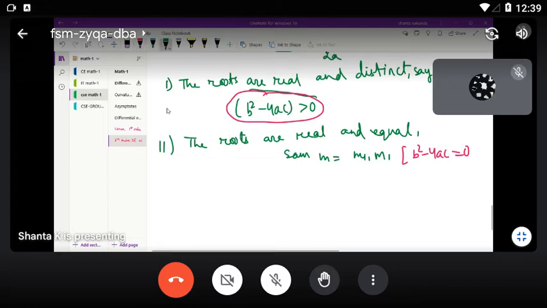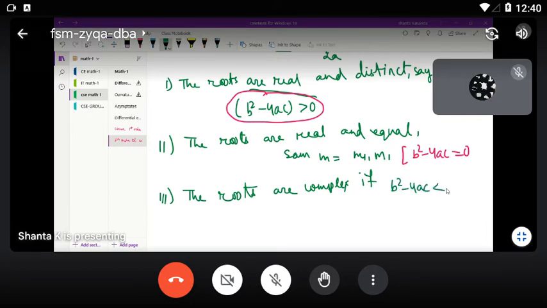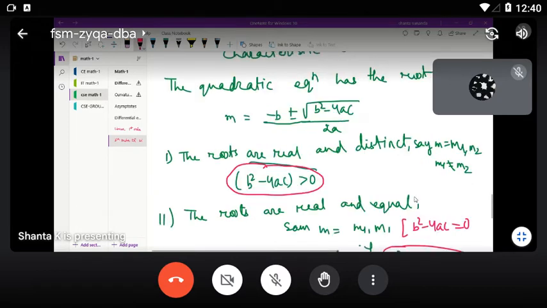Then the last possibility is you can have the complex roots. The roots are complex, and you know if the complex root occurs, they occur in conjugates. Okay, it's a quadratic equation. So if one root is complex, the other one has to be. So the roots are complex if b square minus 4ac is less than 0. Okay, so these are the three possibilities for this quadratic equation.